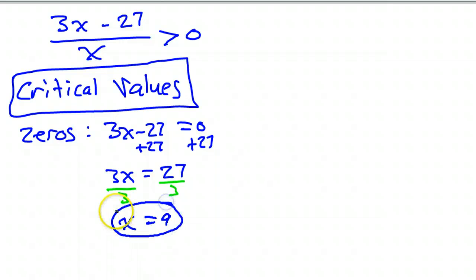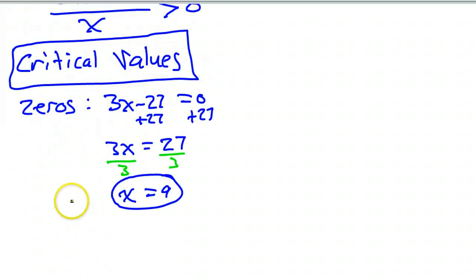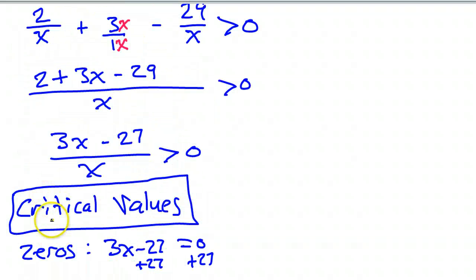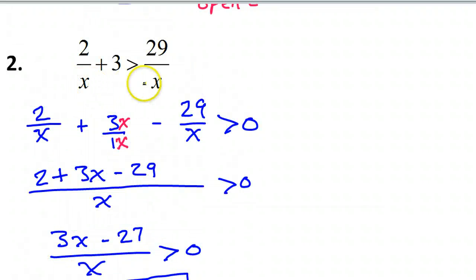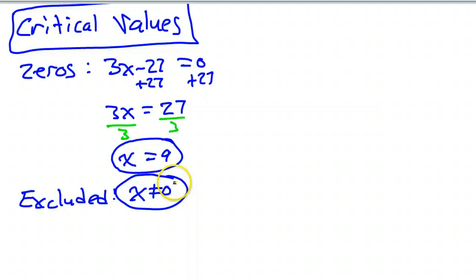Okay, so that is one of my zeros. Well, that is the only 0, so that's a critical value. Now let's talk excluded values. Let's look back. Right here I can see that x cannot be 0 and nothing canceled out, so x can't be 0. That's the only excluded value. X cannot equal 0. So these are my critical values, 9 and 0.